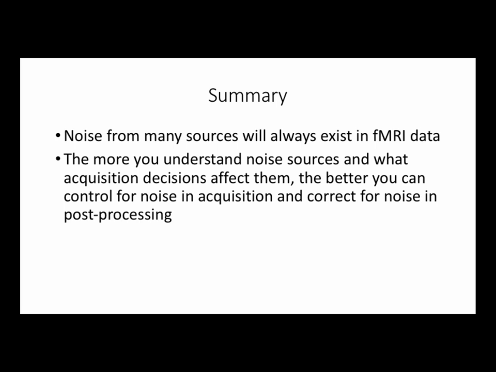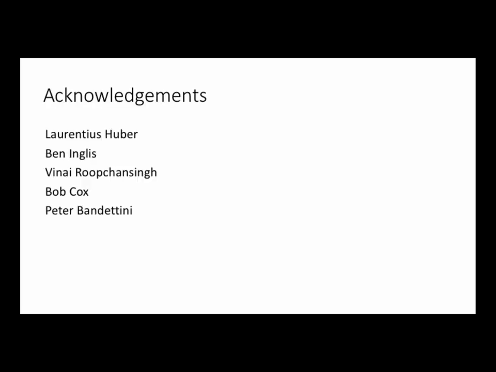In summary, if I haven't said this enough times, noise from many sources will always exist in fMRI. The more you understand the sources and what affects them, the better you can control for noise in acquisition and correct for noise in post-processing. Okay?